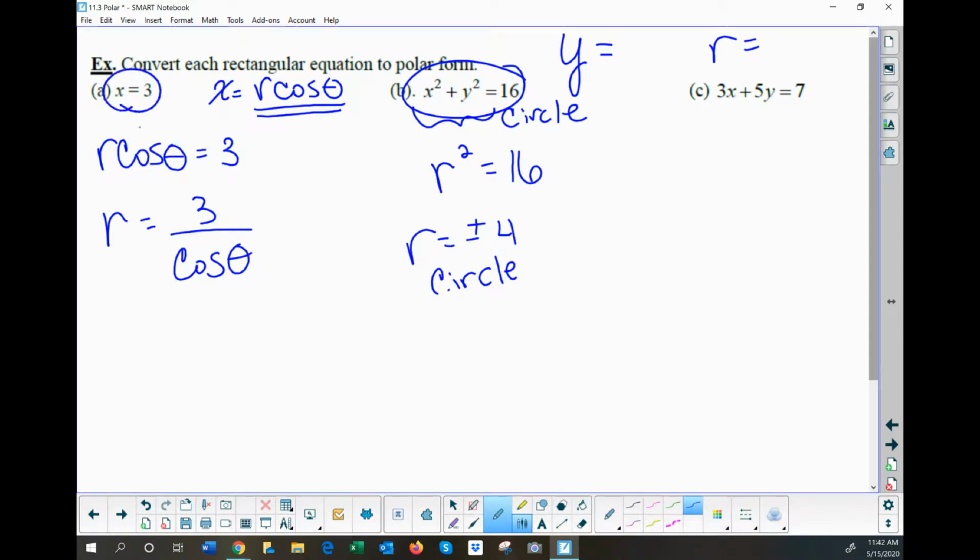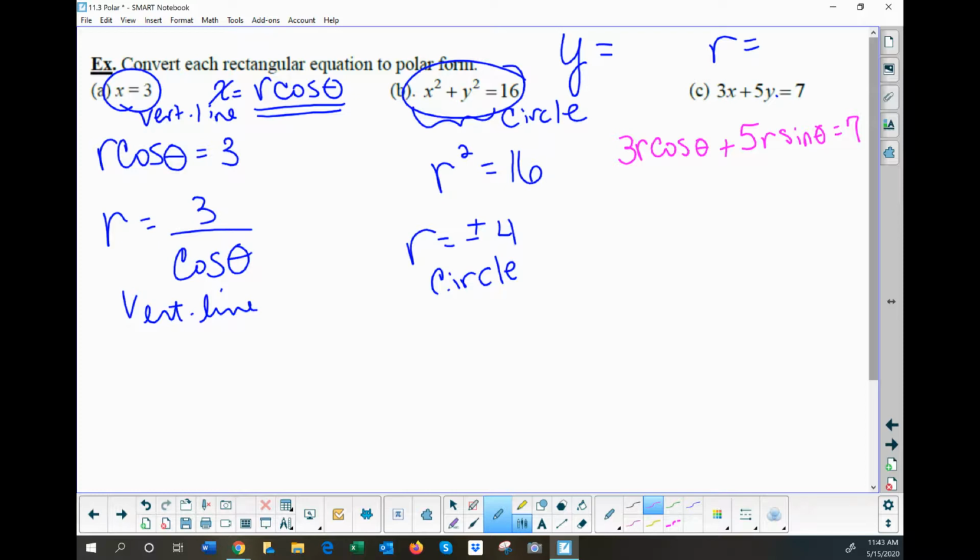The first one, we recognize that as a vertical line at x equals 3. So this is also a vertical line, but written in polar format. All right, now for C, what would be easiest? We've got to get it back to r's and thetas. I think substituting x and y's might be our easiest choice. So I'm going to say 3r cosine theta, that's our substitution for x, plus 5r sine theta, that's our y, equals 7.